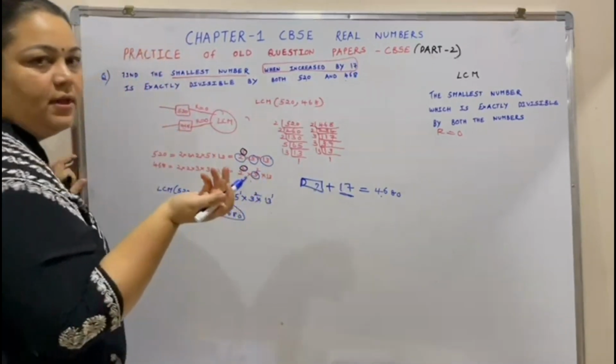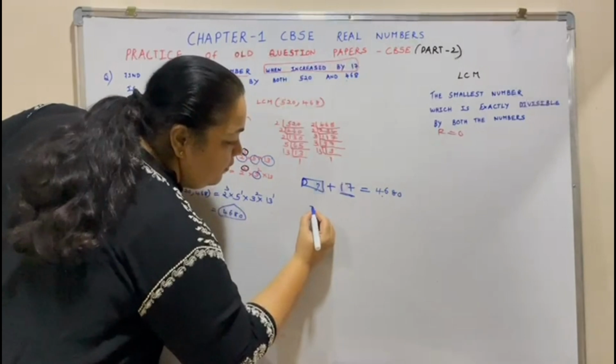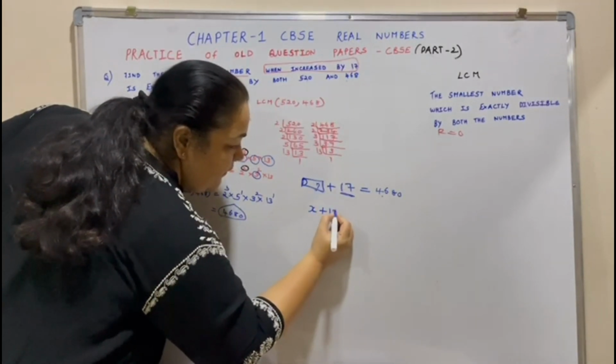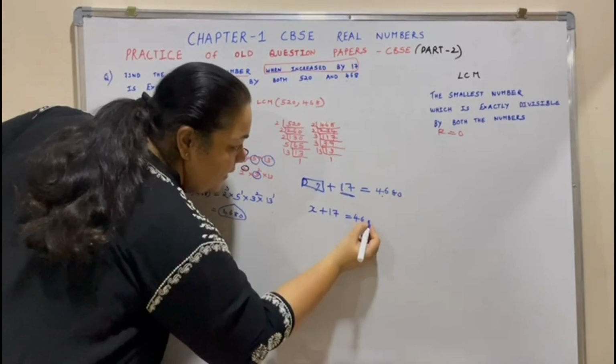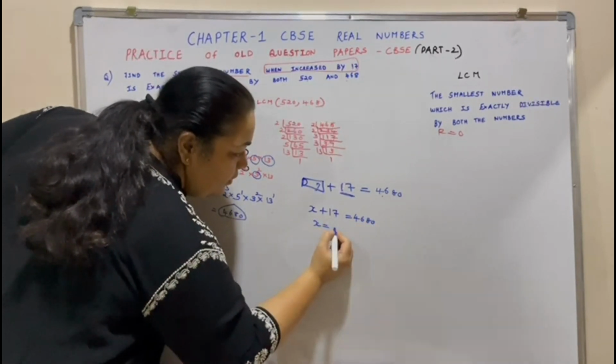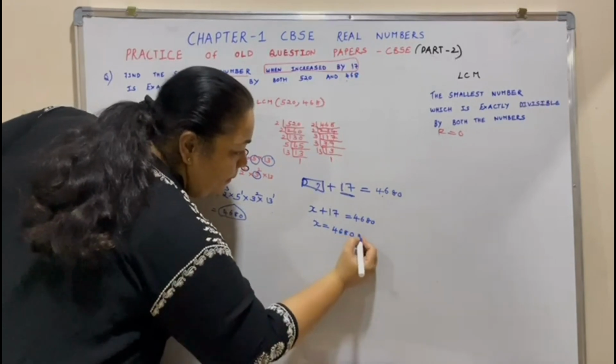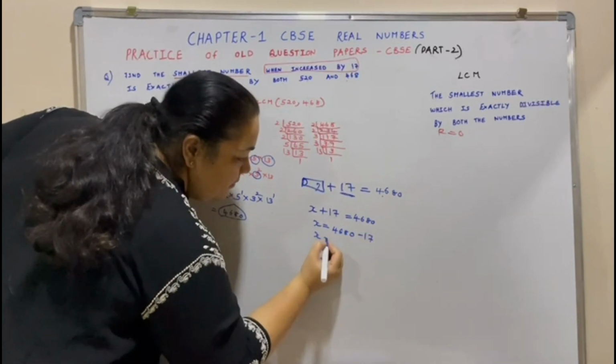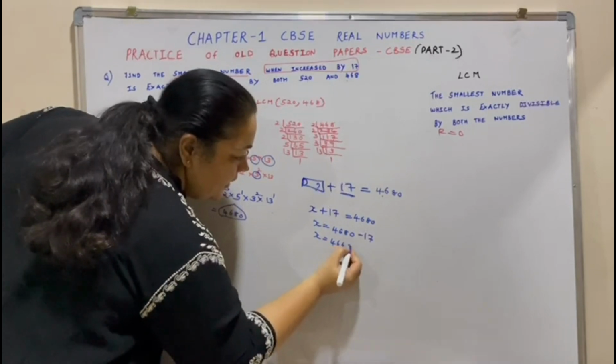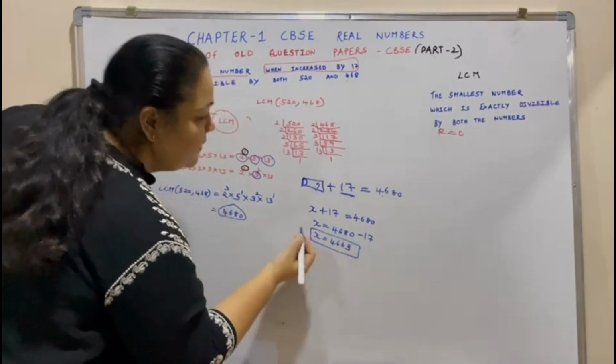So what is that smallest number? We are asking what is the smallest number. So x plus 17 is equal to 4680. So x will be equal to 4680 minus 17. So x will be equal to 4663. So 4663 is the answer.